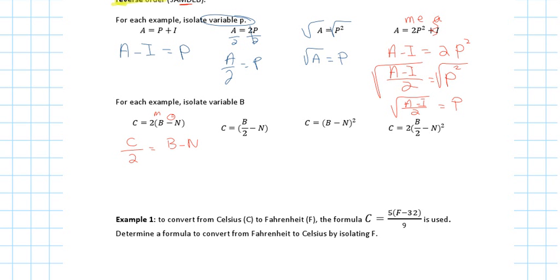Now I want to leave b by itself. What do I have to do? So you want to leave b. What do you do with that negative n? Bring it to the other side. What does it become when you bring it to the other side? Addition. So I left b by itself.